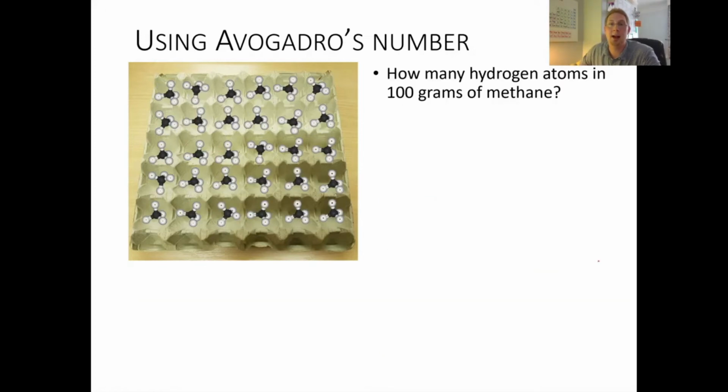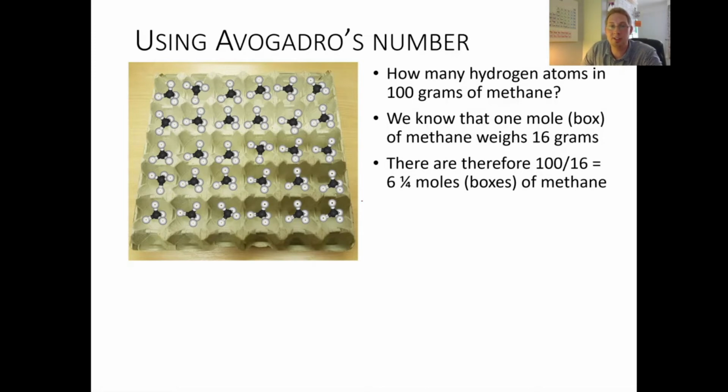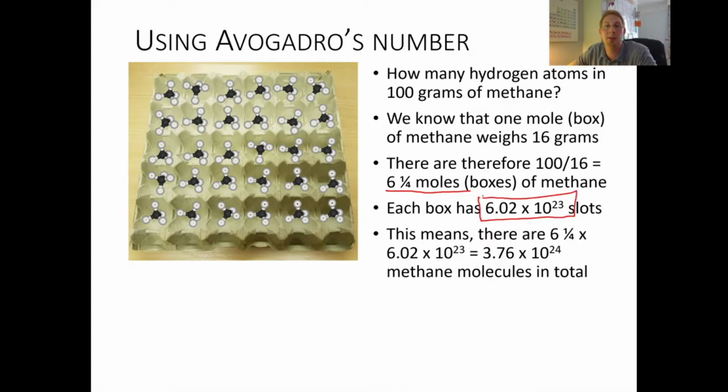Here's a very similar question. Have a think. How many hydrogen atoms in 100 grams of methane? Pause the video, see if you can work it out. Well, the first thing we would do is work out the number of moles. 1 mole, one tray of methane weighs 16 grams. And so we know that we've got 6 1/4 moles, 6 1/4 of these trays of methane. We know how many methane molecules there are in a tray. Each box has got this number of slots. And therefore, the total number of methane molecules is 3.76 times 10 to the 24.